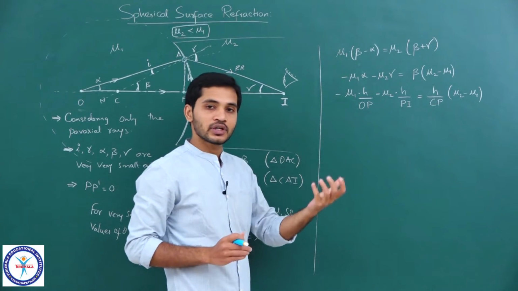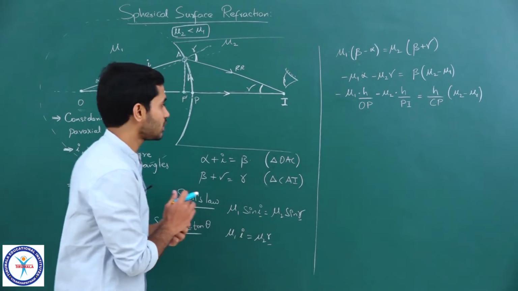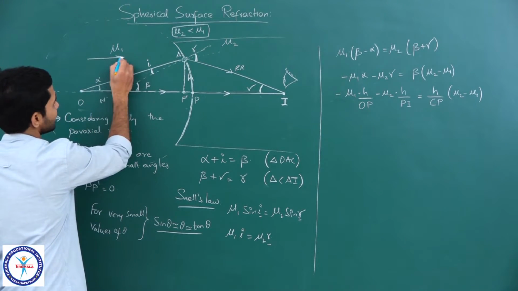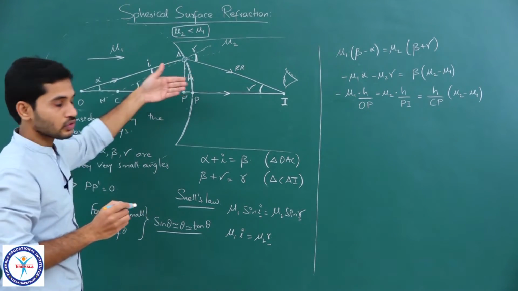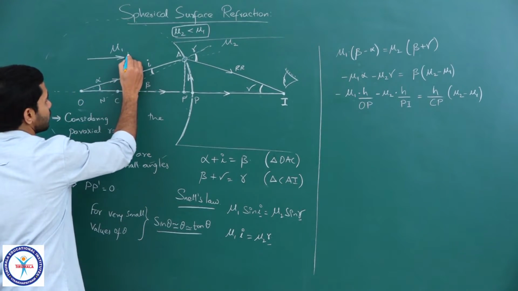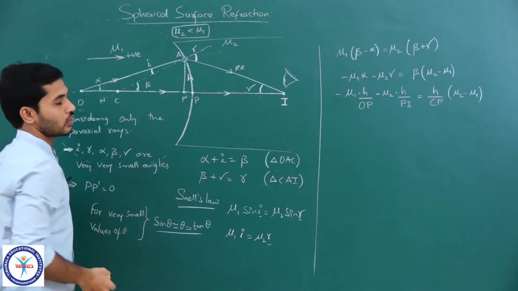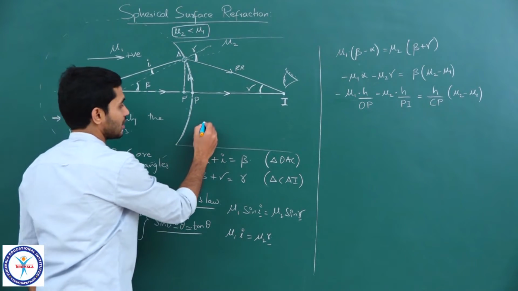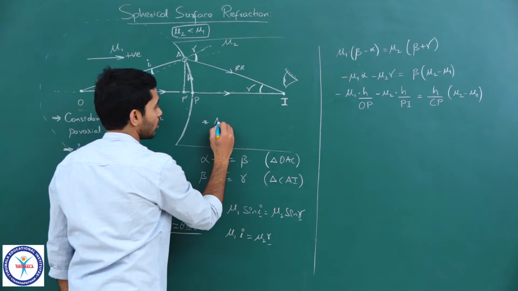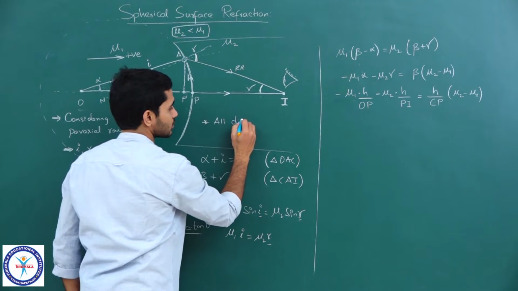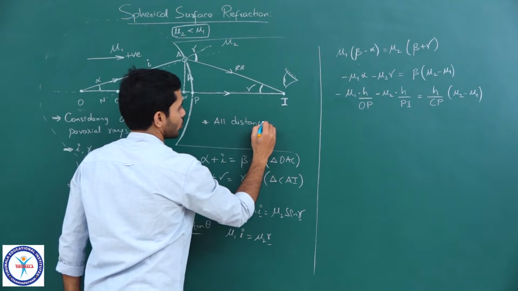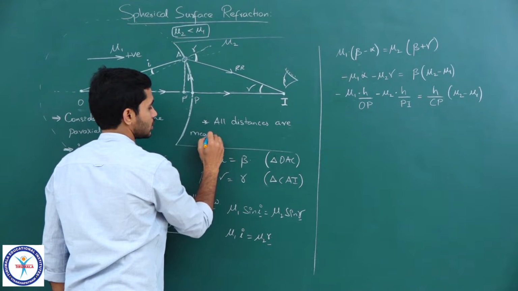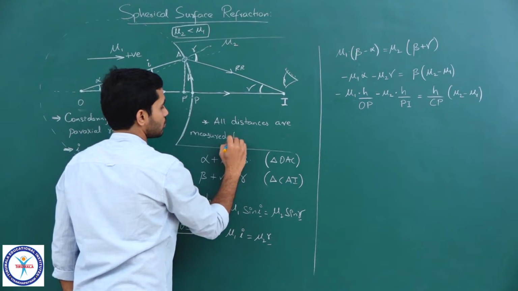So, if I have to include sign convention, first let me see how to apply sign convention. We know that light ray is travelling in this direction. So, this direction will be positive. Now, we know all distances should be measured from pole. I will write it down here as well. All distances are measured from pole.